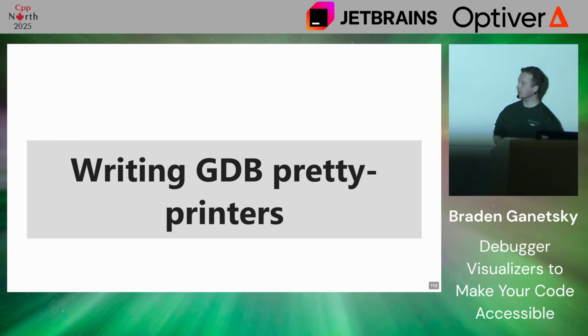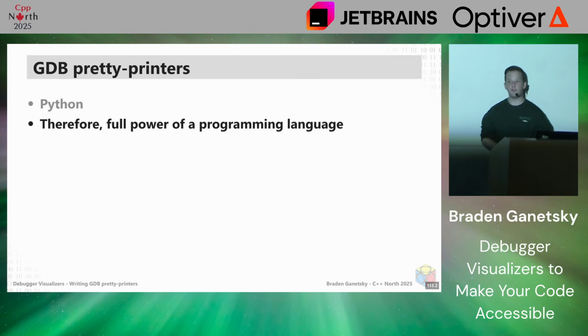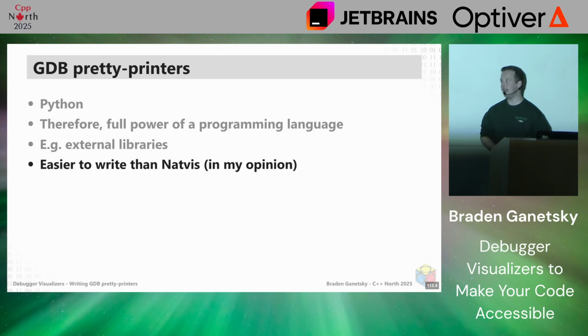So let's write some GDB pretty printers. It's Python, as I mentioned. And because it's Python, we get the full power of a programming language. We can get external libraries in our GDB pretty printers. So it is quite nice. I do find it easier to write than NatViz. That is just my opinion. Some people may find NatViz easier to write.